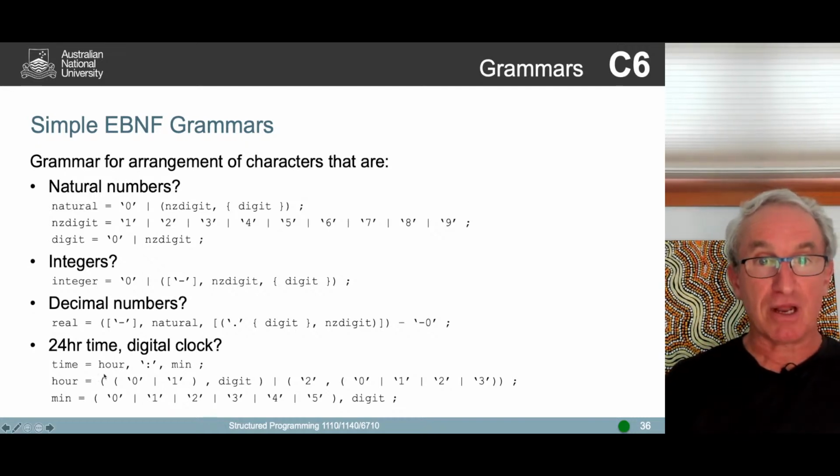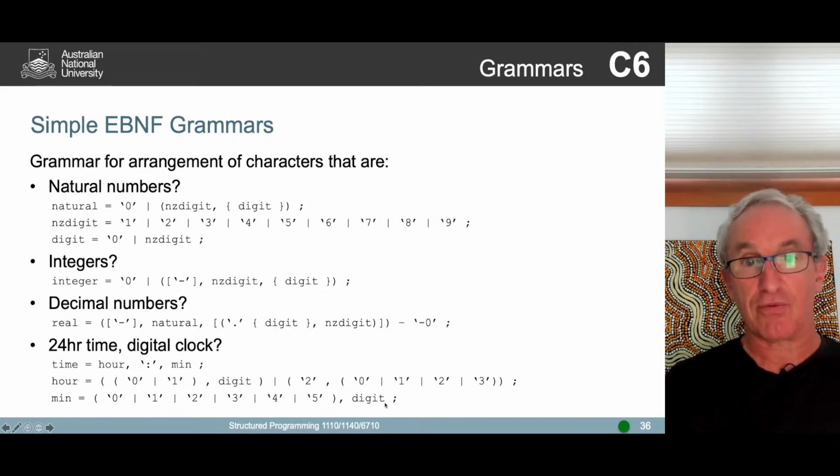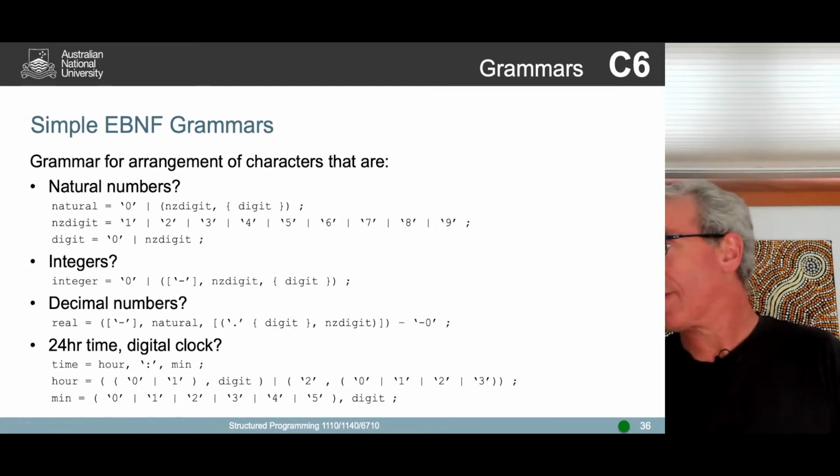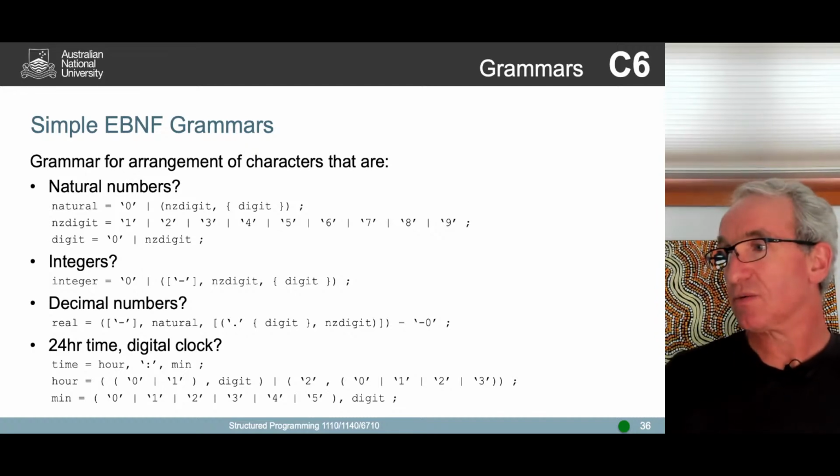Okay, and then for the minutes, we've got a similar sort of thing here. We've got 0, 1, 2, 3, 4, 5, followed by any digit. So that gives you all 60 possibilities, starting off with 00, ending up with 59. So 00 to 59, and this allows you to have 00 through to 23 for the hour. Any questions about that? Any questions?